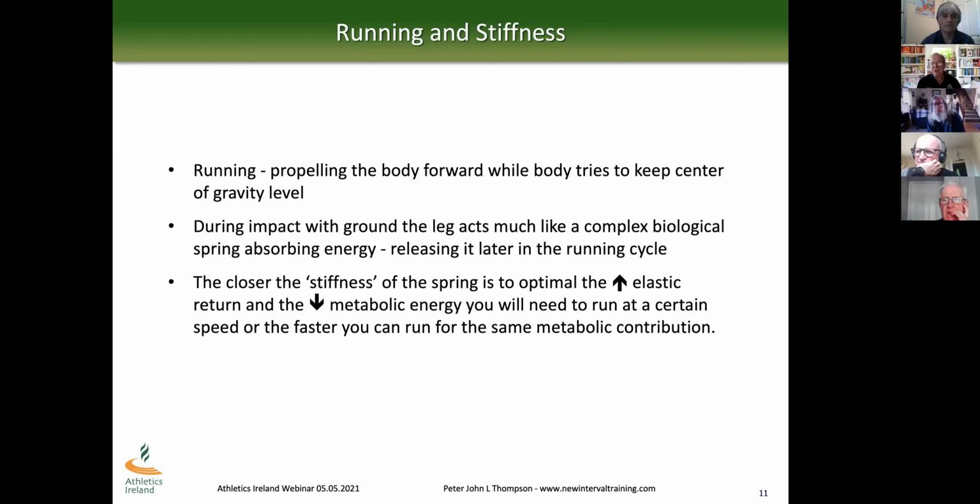And the body's kinetic chain has the ability to change its stiffness. We know this. So if we increase this elastic return, the less metabolic energy we will need to run at a certain speed, or the faster you can run for the same metabolic contribution. That has implications that we can get improvements for our athletes not just by metabolic conditioning, but we can get significant improvements by biokinetic conditioning. If you look at athletes like Mo Farah and Paula Radcliffe, they did all sorts of work which would develop their biokinetic energy production and improve their running economy and efficiency.